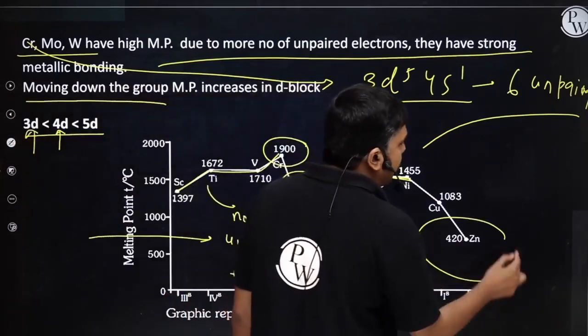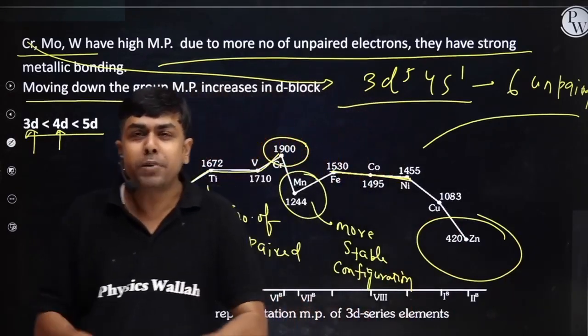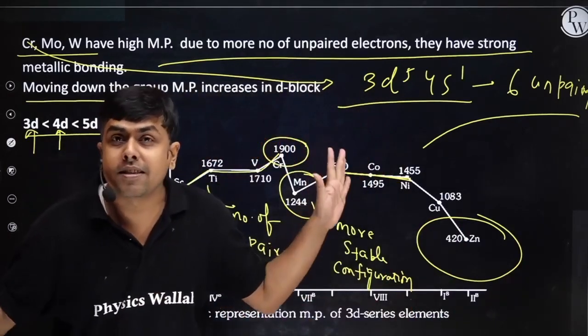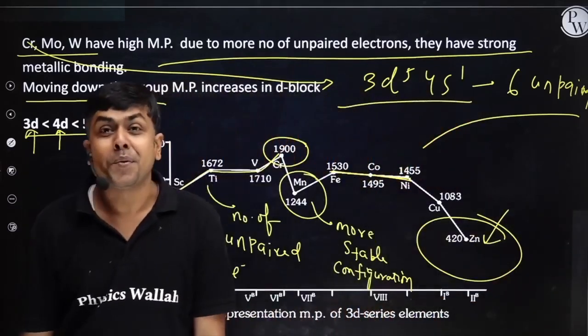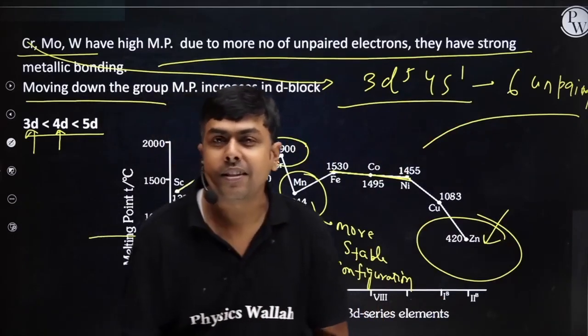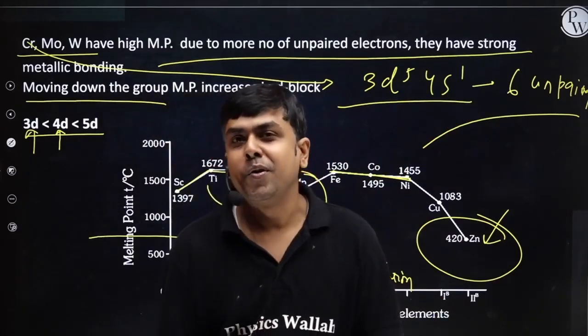And zinc has completely filled electrons, right? Completely filled (n minus 1) d subshell. So we'll have very low melting point. I hope this melting point thing is crystal clear to you all.